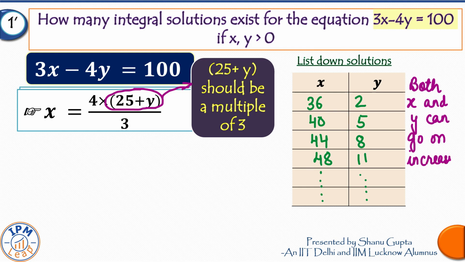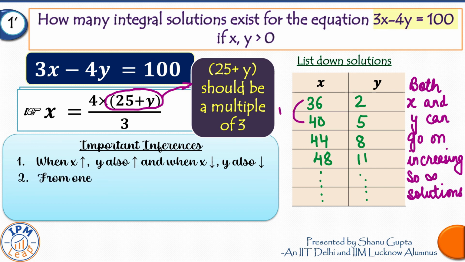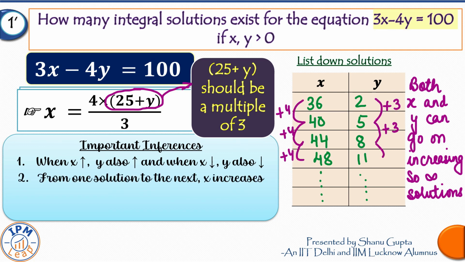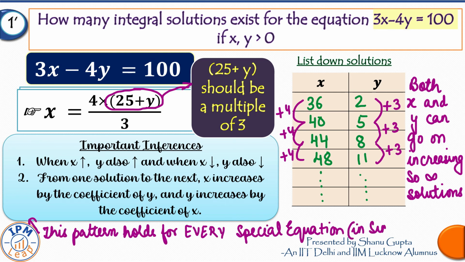So the only change is x and y move in the same direction. When x increases, y also increases, and when x decreases, y also decreases. The second inference still holds. That is, from one solution to the next, x increases by the coefficient of y and y increases by the coefficient of x. And let me repeat, this is true for each and every special equation when it is in simplest form.